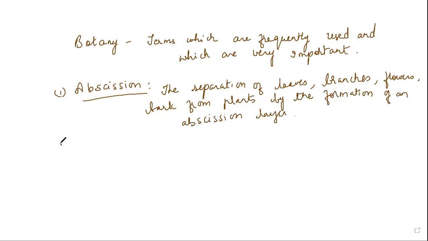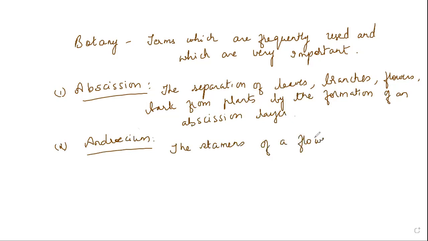The second one, Androecium. Now, what is the simple definition of Androecium? The stamens of a flowering plant together are called Androecium. The stamens of a flowering plant together, collectively.